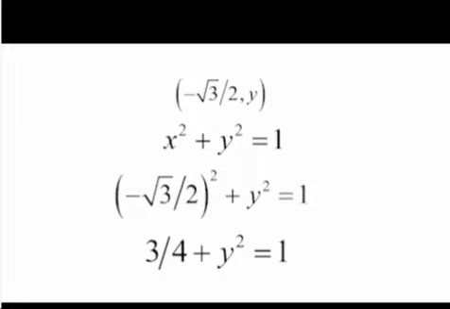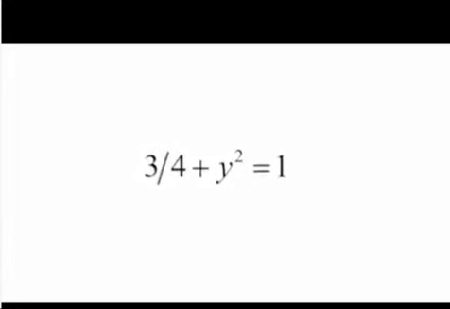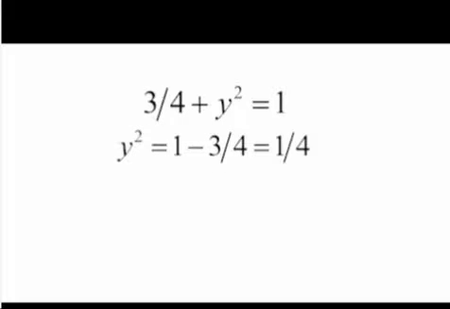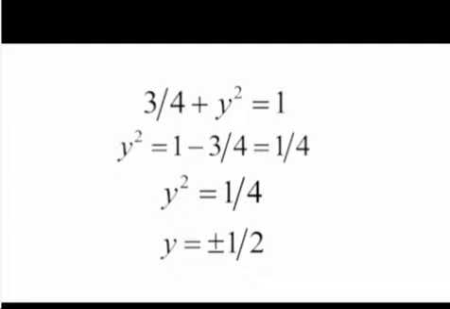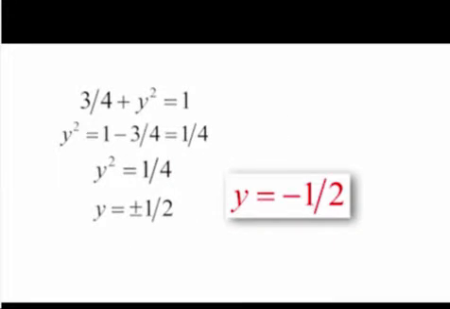Now subtract 3/4 from both sides. And we have y squared is equal to 1 minus 3/4. So y squared is equal to 1/4. Square root both sides, and we get y equal to plus or minus 1/2. Since the point is located in the third quadrant, its y coordinate must be negative. So y is equal to negative 1/2.